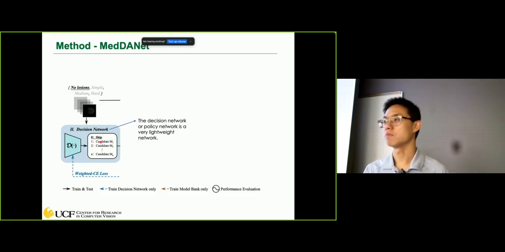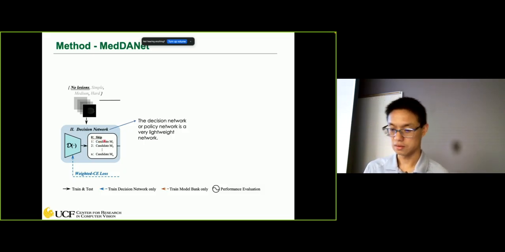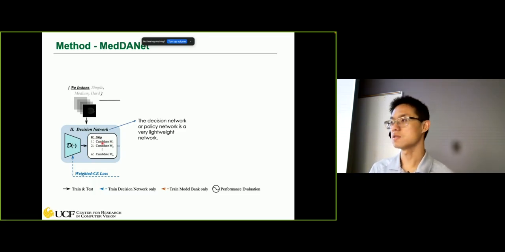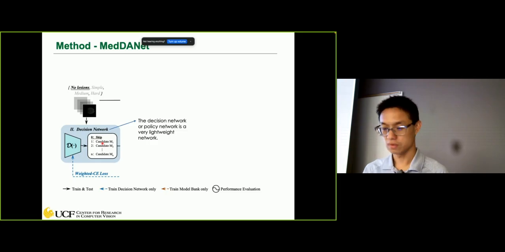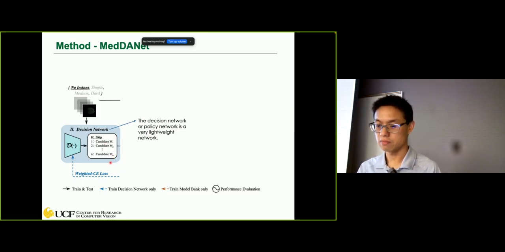So these indicate different levels of difficulty. One can be considered an easy sample, and for this level of easy samples, you can run a lightweight network. So for each difficulty level, we assign a specific candidate network. You have this M1 to Mn, and they have different network architectures or complexities. Toward Mn, you have a more complex network.